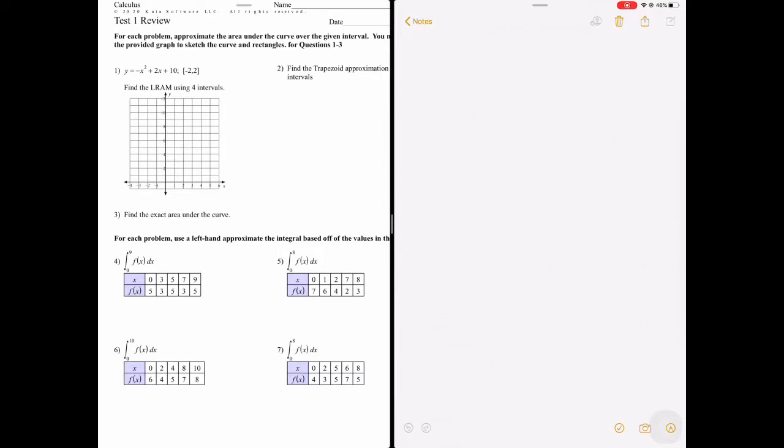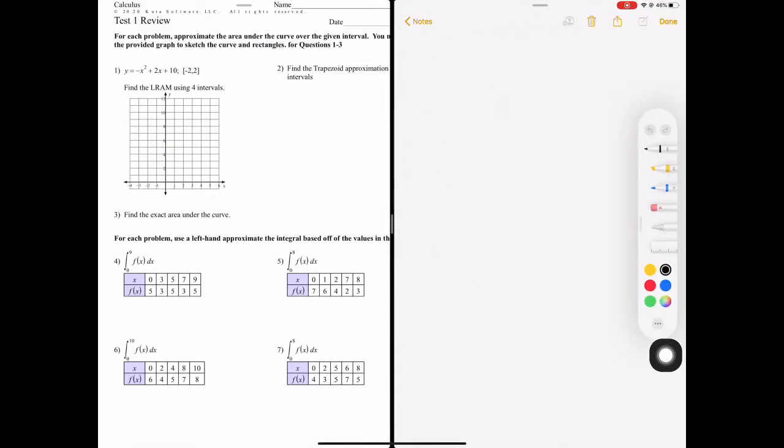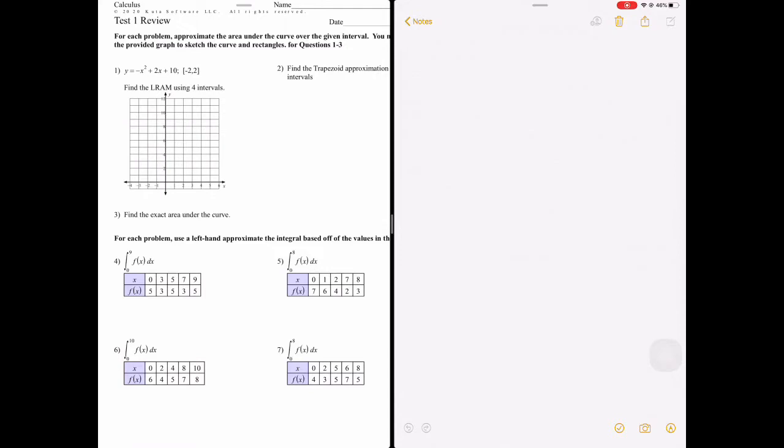So we have something on the left called LRAM. These are our Riemann sums, and the big deal about Riemann sums is just adding up rectangles to figure out how much area, or the accumulated change is probably what Mr. Bryan called it. So my problem is given here.